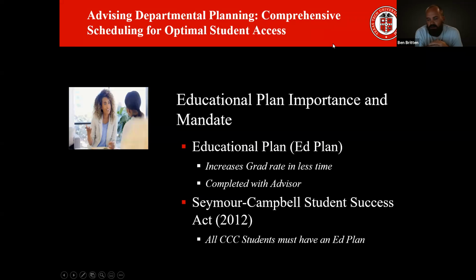So, educational planning is a process in which an advisor and a student sit down and plan out basically a roadmap towards their degree, okay? This has to be done with an advisor. And there was a law in California, where our college is located, called the Seymour Campbell Student Success Act, that stated all students at California community colleges must have an educational plan.